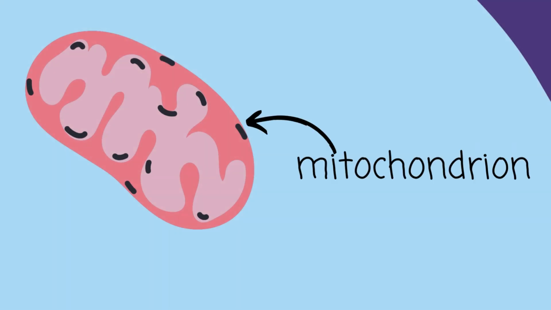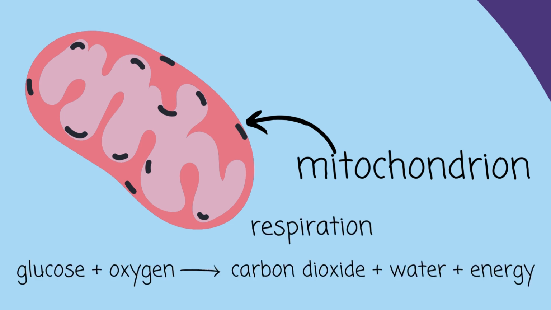This is a mitochondrion, often referred to as the powerhouse of the cell due to its function of releasing energy. Within the mitochondrion, glucose and oxygen undergo cellular respiration, a vital process that releases energy necessary for various cellular functions.